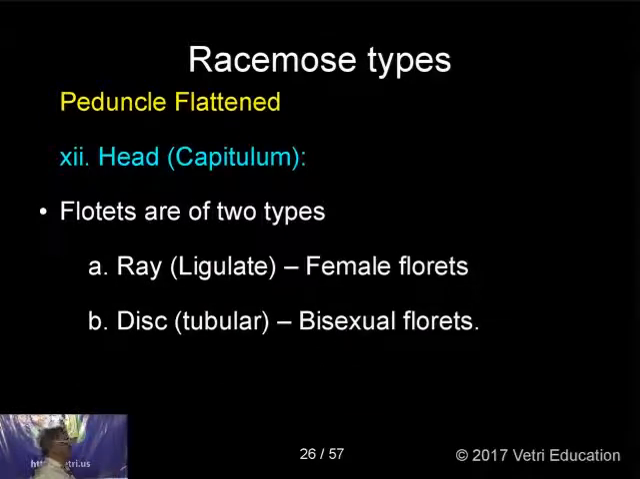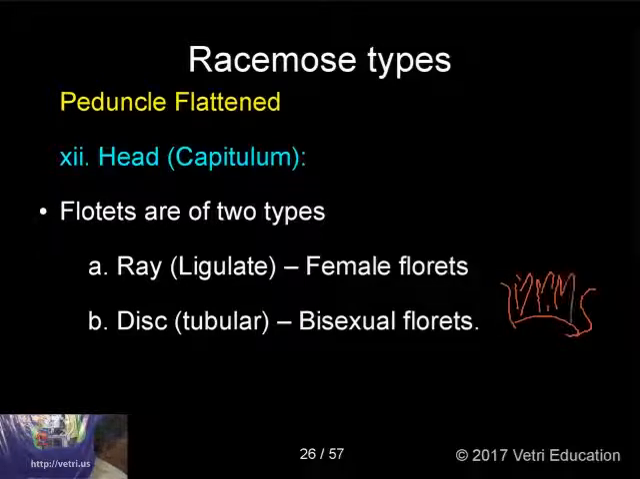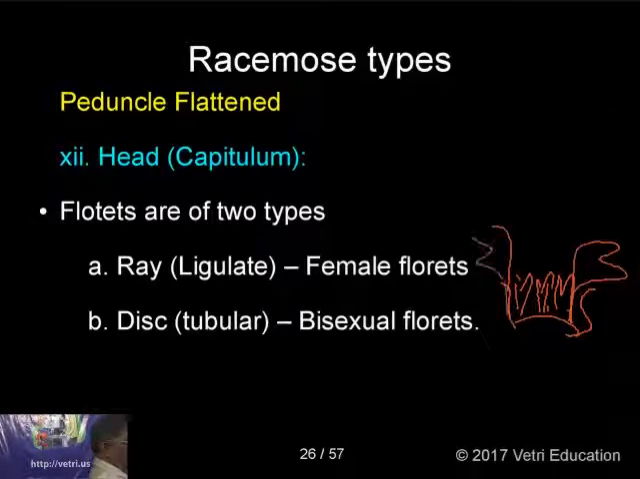The next one, regarding the head, the florets are of two types. In an inflorescence, one type is called a ray floret, another is called a disc floret. Ray floret and disc floret. In a single inflorescence, the central florets are called tubular florets. These are bisexual. And the peripheral florets are called the ray florets. These are the female florets. The florets may be of the same type in the same inflorescence, or of different types, and different names are given.